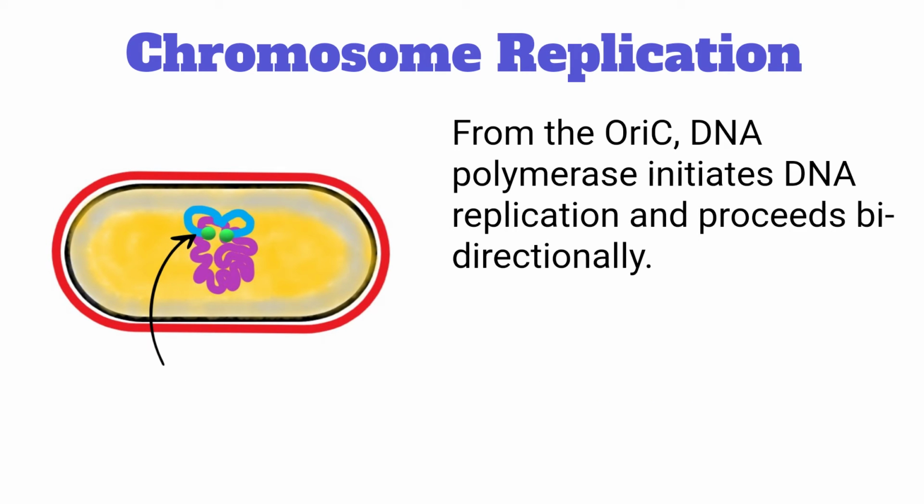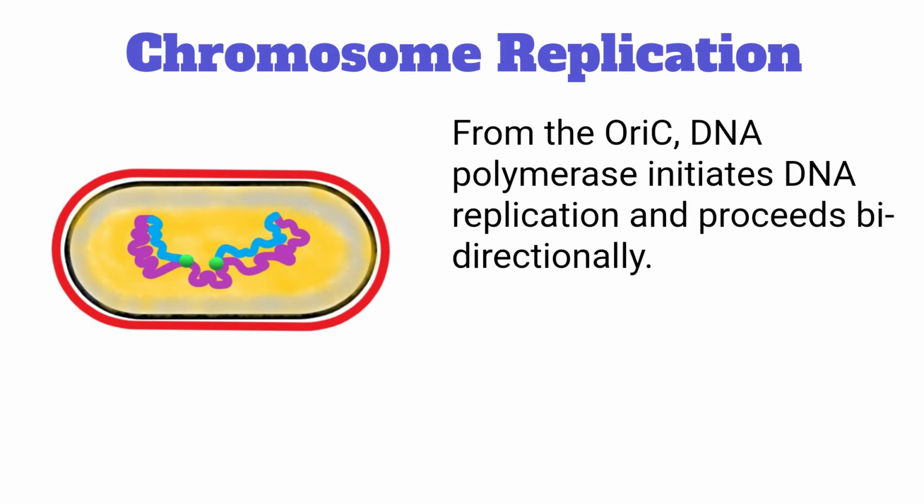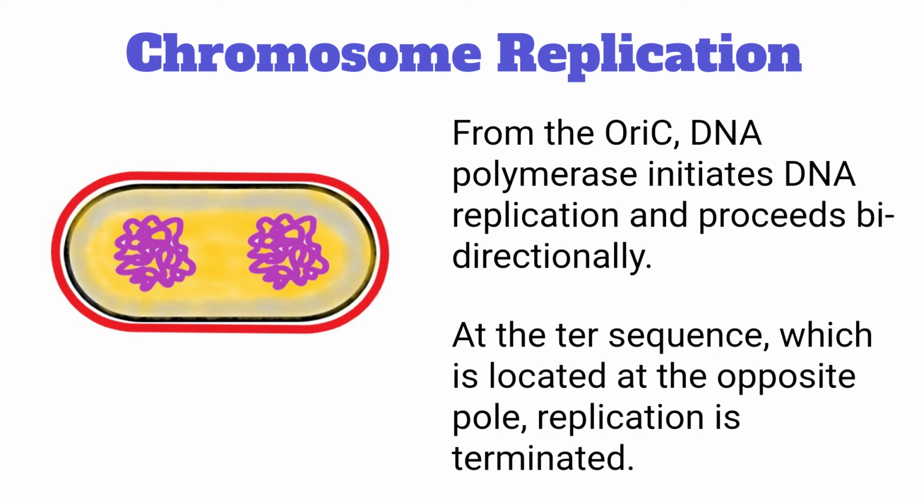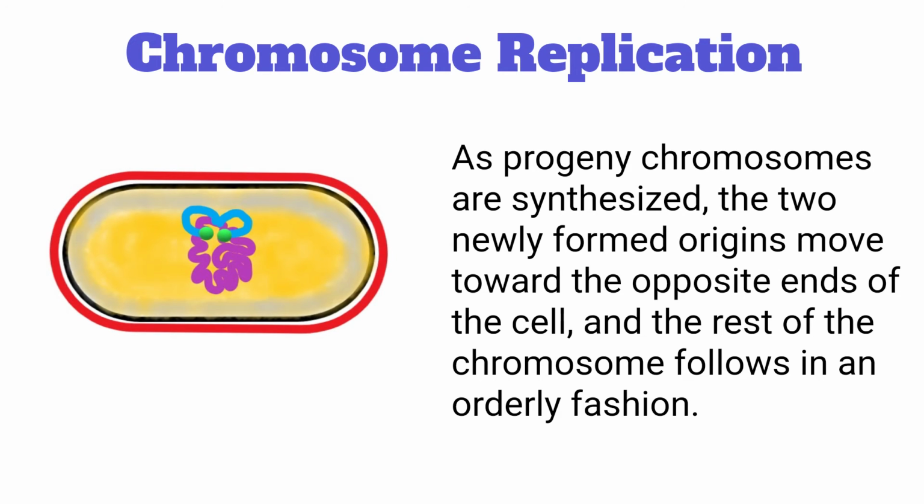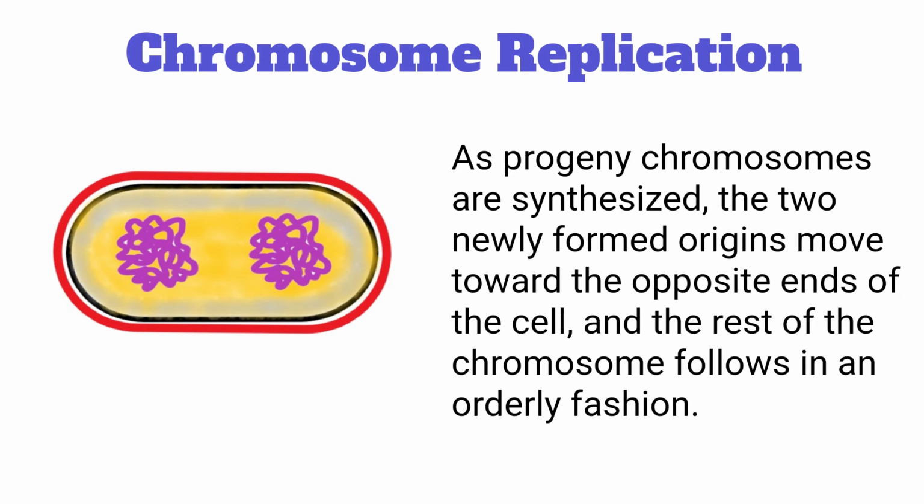From the origin, DNA polymerase initiates DNA replication and proceeds bidirectionally. At the Ter sequence, which is located at the opposite pole, replication is terminated. As you can see in this picture, as progeny chromosomes are synthesized, the two newly formed origins move towards opposite ends of the cell and the rest of the chromosome follows in an orderly fashion.